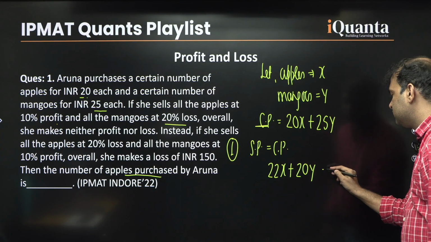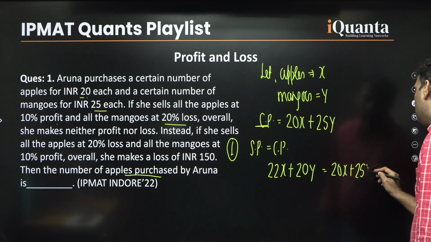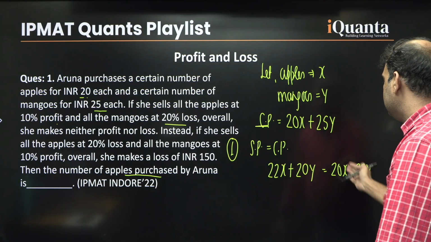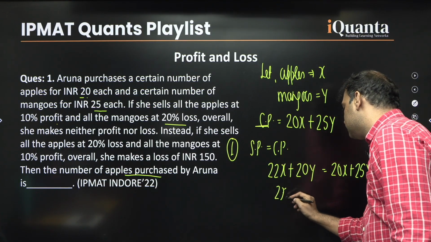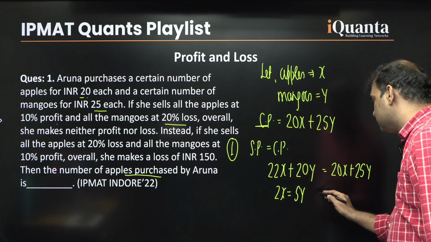So the cost price we know is 20x plus 25y. With this, we can make one simple equation based on x and y. 20x goes here, so this is 2x, and 20y comes here, so this makes 5y. Let's call this equation number 1.